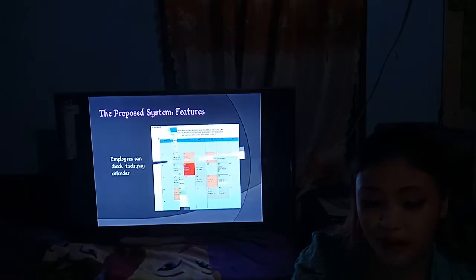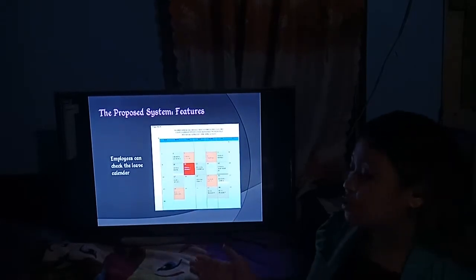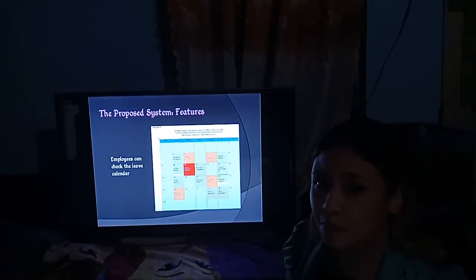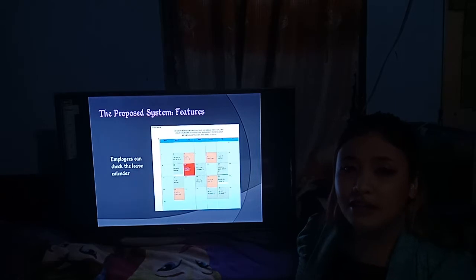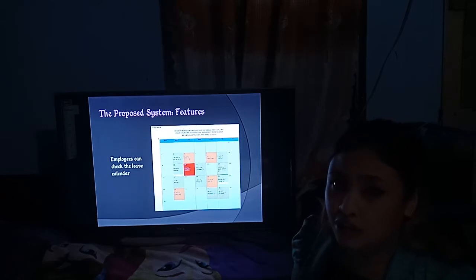Going back to the leave management, this feature provides the capability for employees to check the leave calendar. This is very important because this gives them the idea whether an employee is already plotted on a specific date.